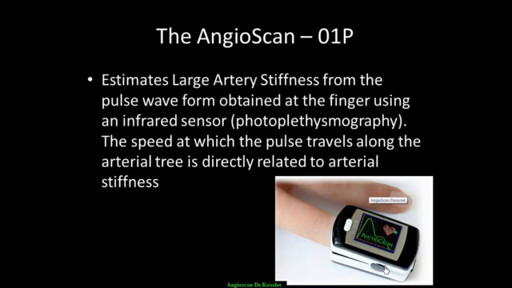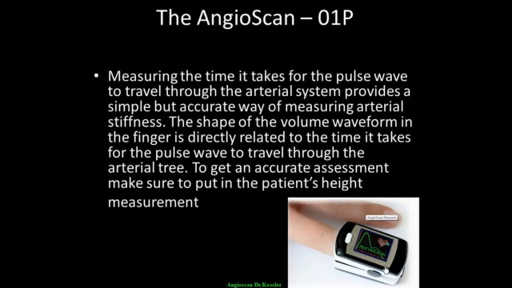If that pulse wave returns back too fast, which we can measure, it's pretty much telling us that the artery is very, very stiff, like a pipe. So again, measuring the time it takes for the pulse wave to travel through the arterial system provides a simple but accurate way of measuring arterial stiffness. The shape of the volume waveform in the finger is directly related to the time it takes for the pulse wave to travel through the arterial tree.